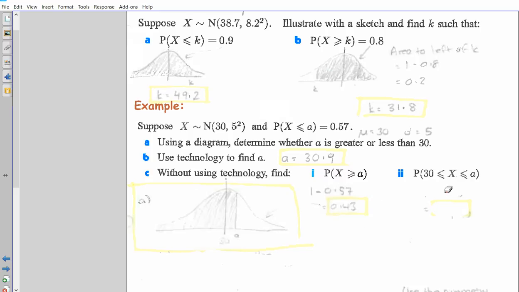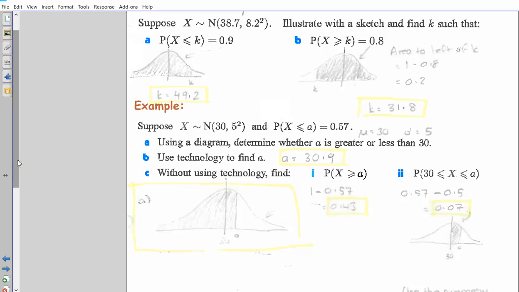Plus also they want to know what's the probability of it being between 30 and A. So 30 is the mean anyway. So if this whole area is 0.57, and you know the area to the left of the mean is 0.5, then clearly this little area here has just got to be 0.07. Does that make sense? So if you want to show working out, you can go 0.57 minus 0.5 to erase off this part. Leaves you with 0.07. Just showing that on a diagram there, because they want to know what that area is. So 0.57 minus 0.5 gives you 0.07.